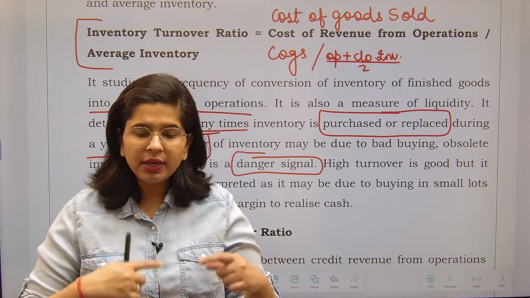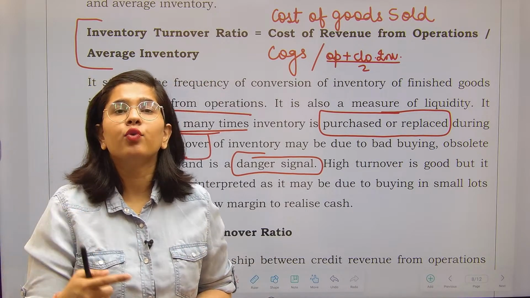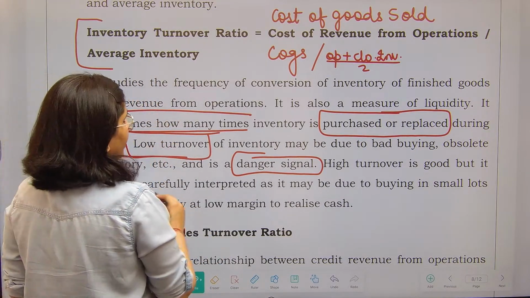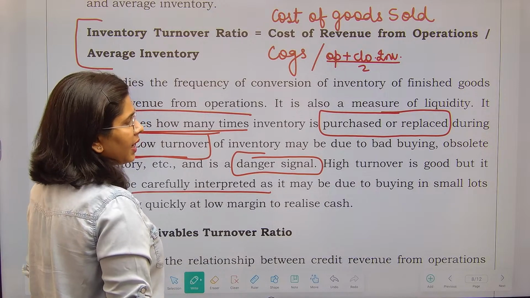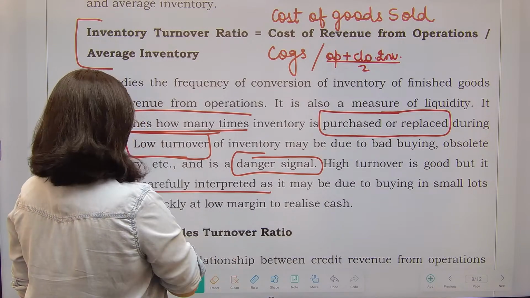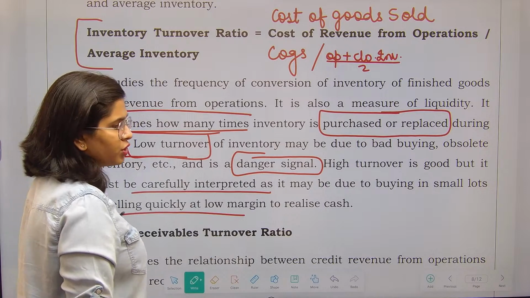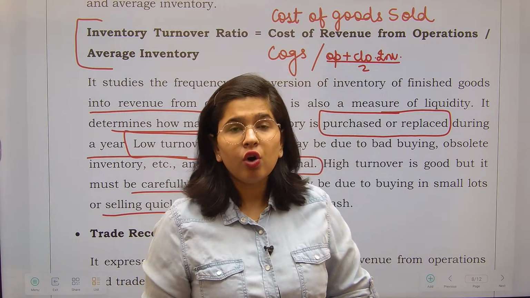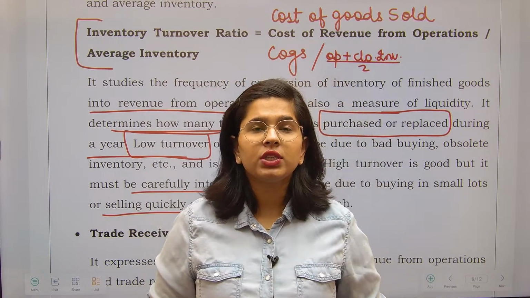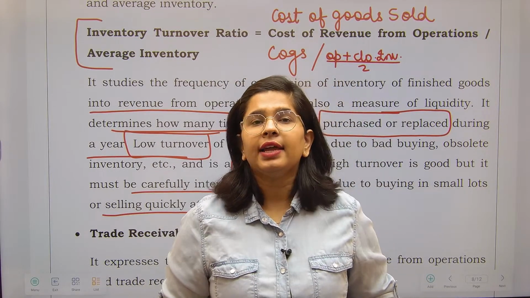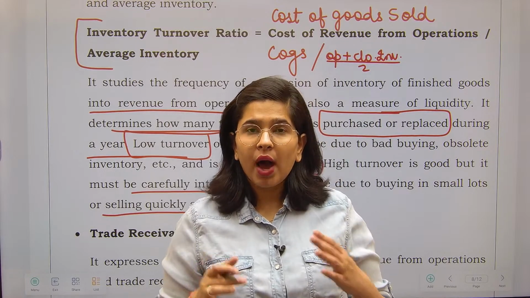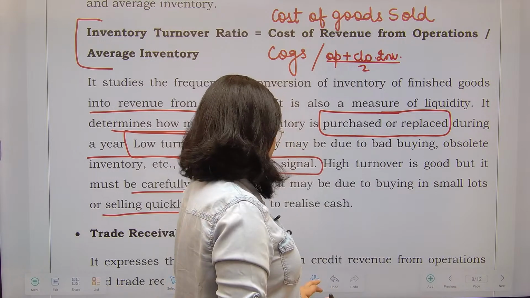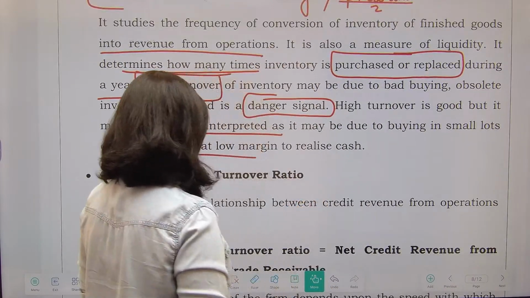Fine. So we want our inventory to move quickly, and that is why a high turnover ratio is good, but it must also be carefully interpreted. It may be due to buying in small lots and selling quickly at low margins to realize cash. See, there are both points over there. Although we need a higher inventory turnover ratio, still it should be looked at why this high inventory turnover ratio is there. See, I'll tell you two situations, not very important, but I will tell you.